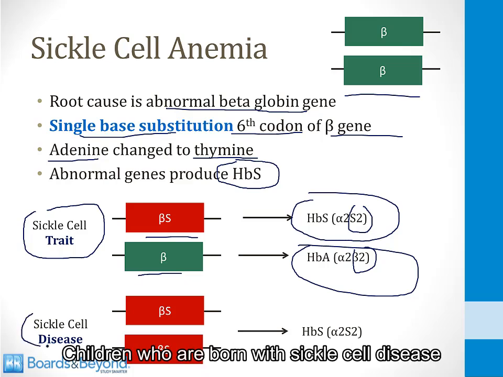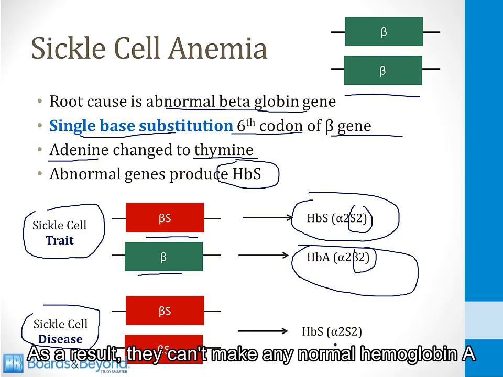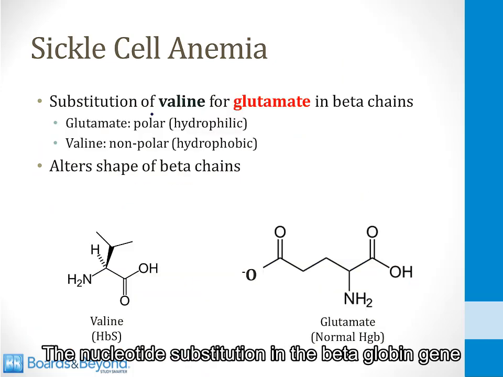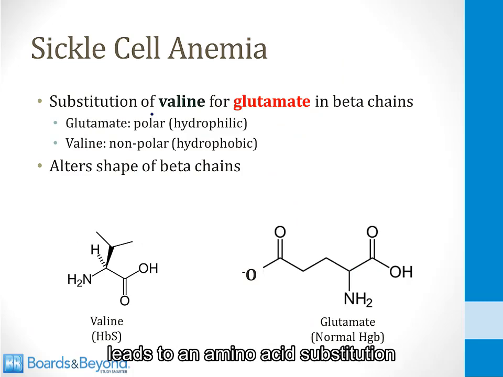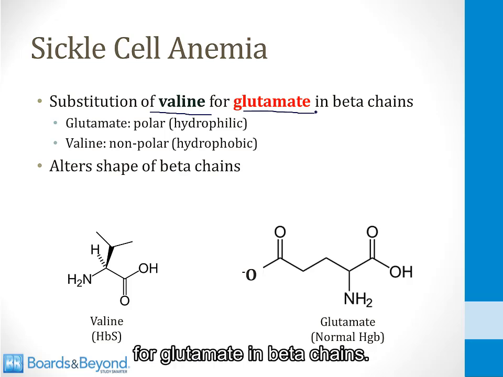Children who are born with sickle cell disease have 2 abnormal beta globin genes. As a result, they can't make any normal hemoglobin A, and they make only hemoglobin S. The nucleotide substitution in the beta globin gene leads to an amino acid substitution in the beta globin proteins. In patients with sickle cell anemia, there is a substitution of the amino acid valine for glutamate in beta chains.